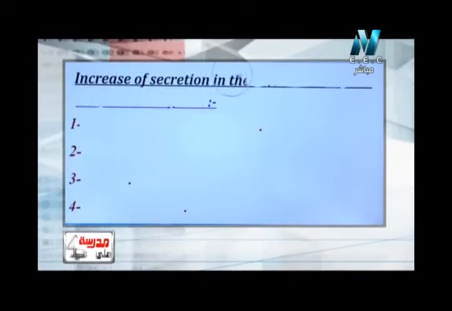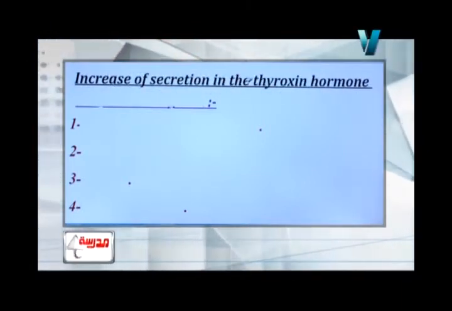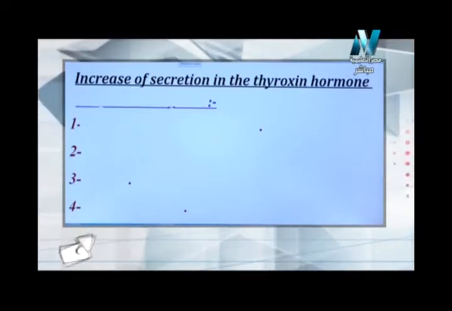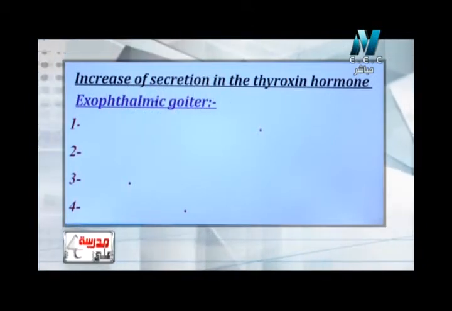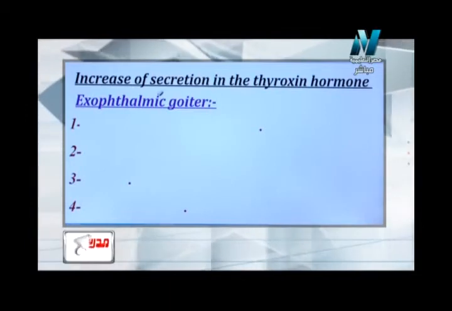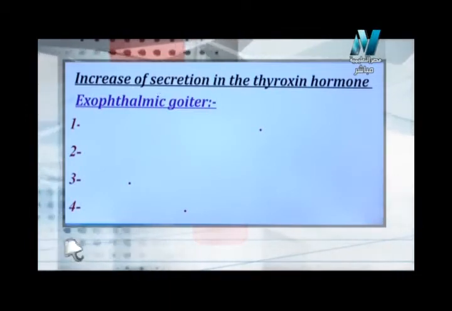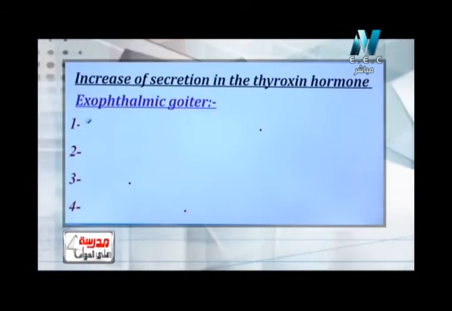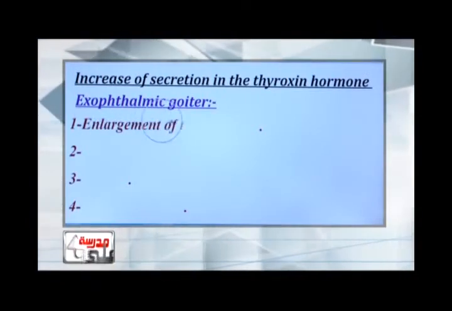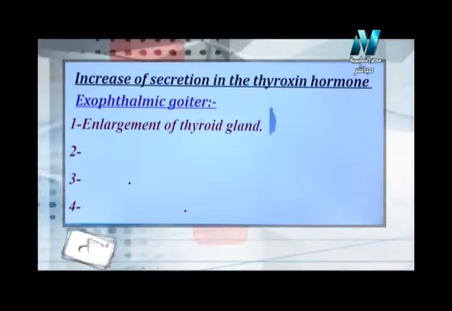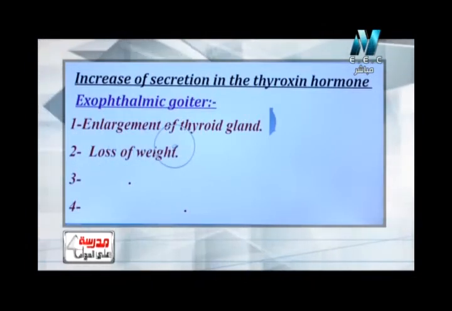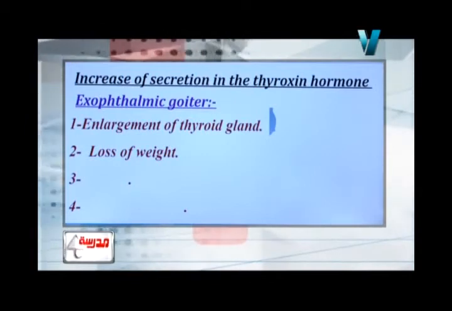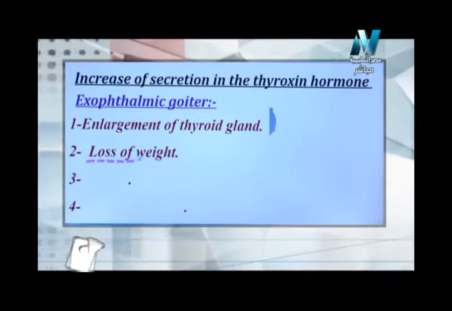Okay, we have another case by increase of secretion in the thyroxine hormone. لو الثايروكسين هرمون زاد في الدم. As we have here exophthalmic goiter. Exophthalmic goiter, which comes from exophthalmosis معناها جحوظ العين. So we have number one the first symptom أول عرض من أعراض المرض enlargement of thyroid gland. هيحصل برضو تضخم في الثايرويد gland. Number two loss of weight. طب لو حد ملاحظ معايا ايه loss of weight؟ يعني فقدان الوزن، يبتدي يخس.